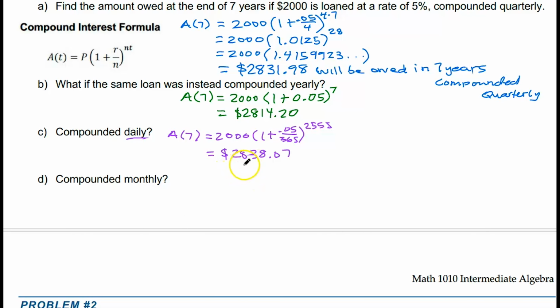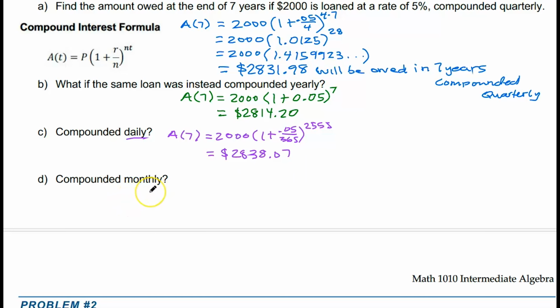Right, did you get $2,838.07? Again, as we're comparing these, we can see they're all pretty close, but this one we're owing a little bit more than what we did if we're compounding it quarterly. Well, if we compound it monthly, we could probably guess that our answer would be somewhere in between 2,831 and 2,838. Let's go ahead and see what that would be compounded monthly.